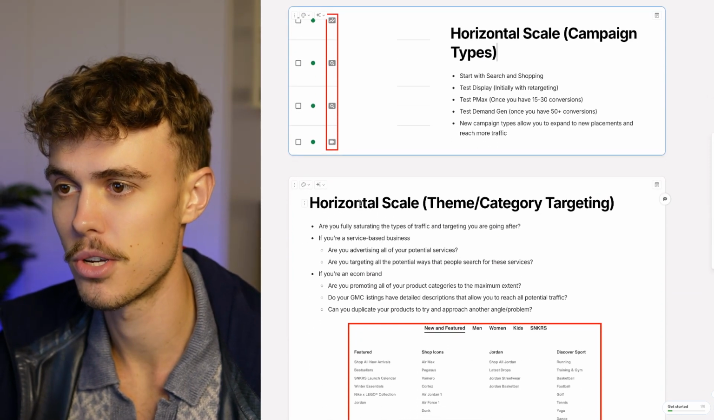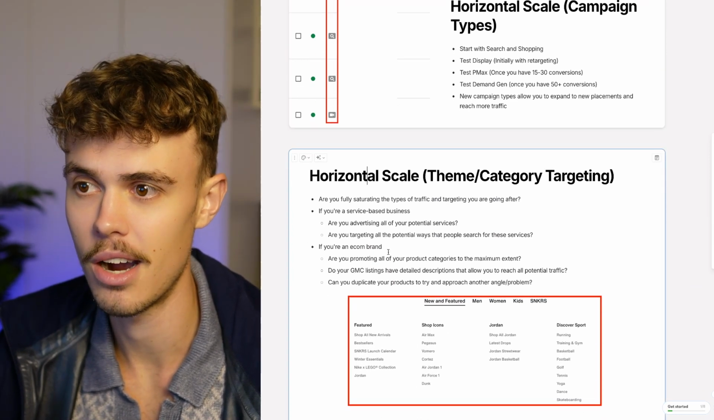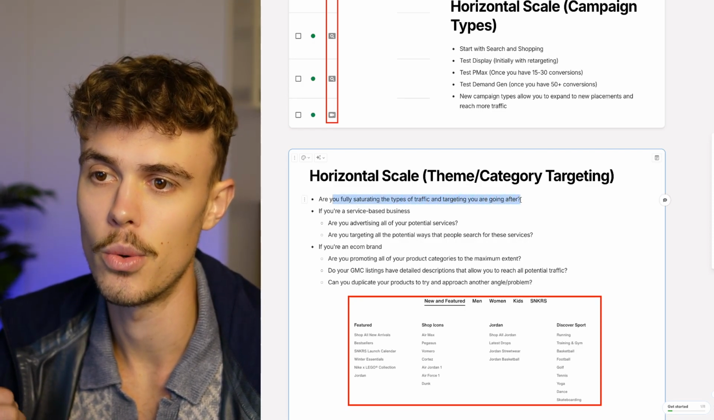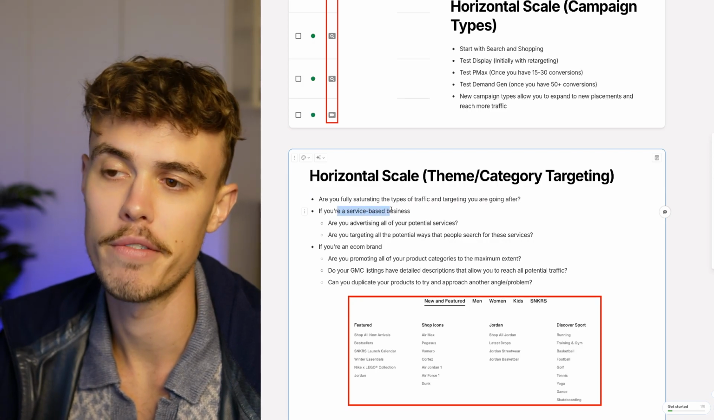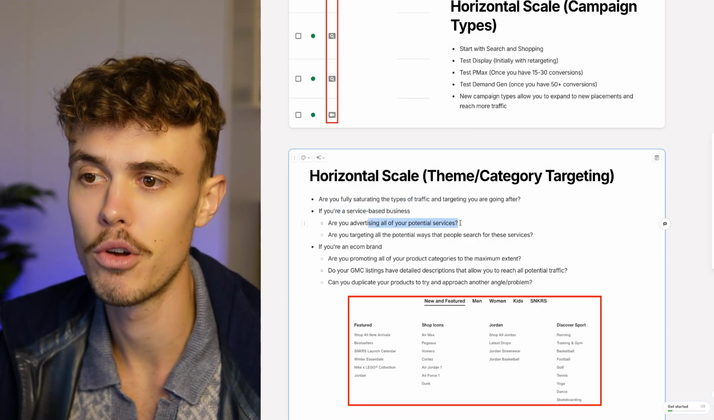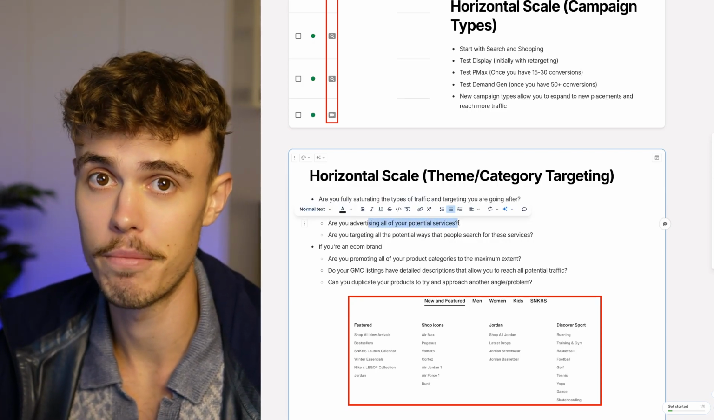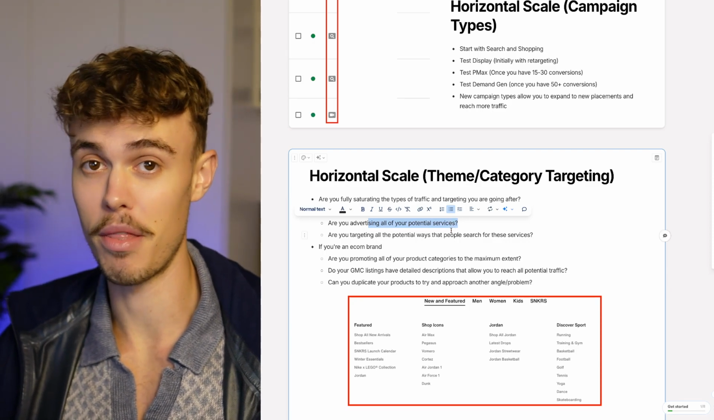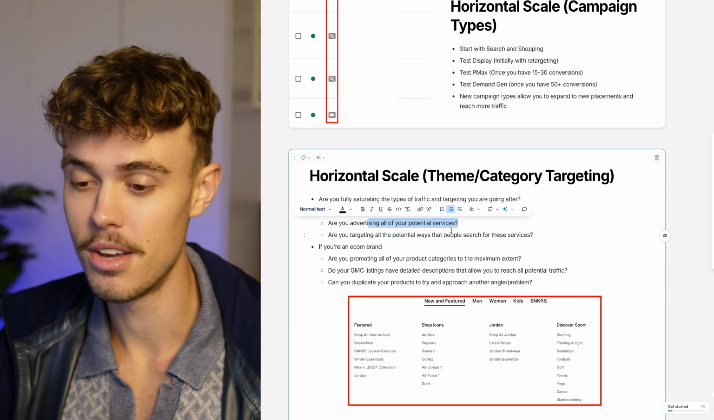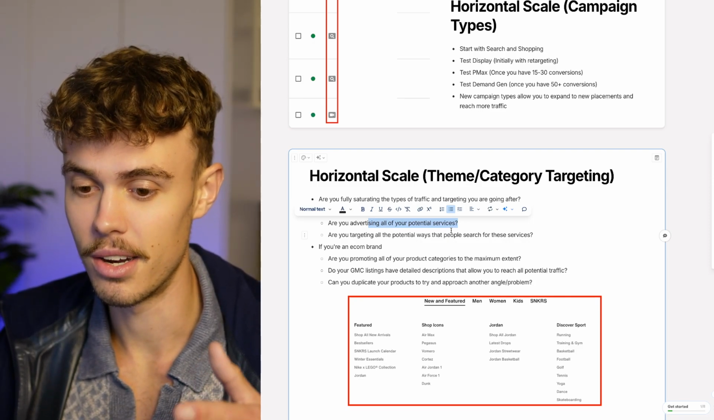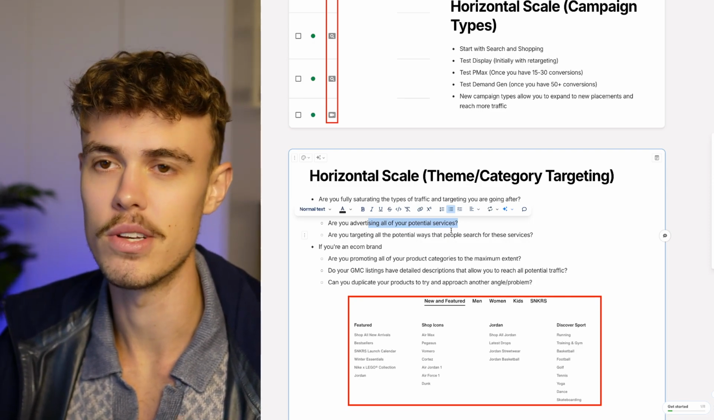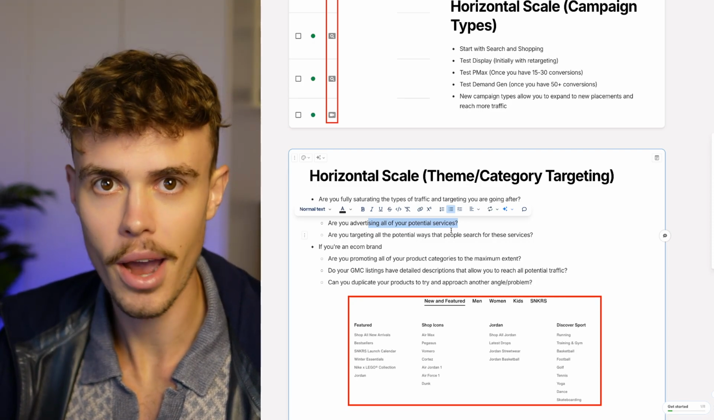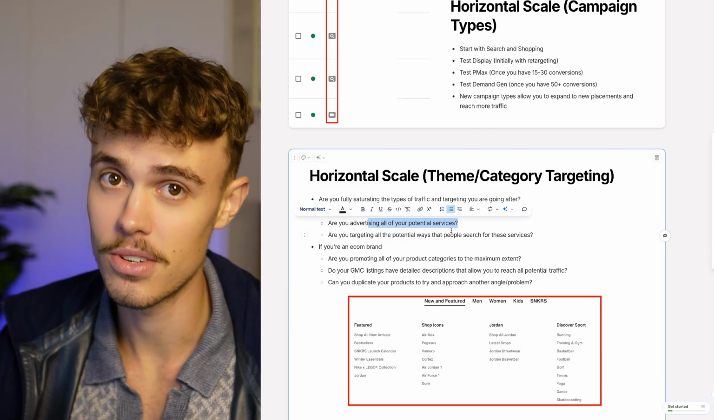Next up is horizontal scale from theme and category targeting. So are you fully saturating the types of traffic and targeting you are going after? For example, if you're a service-based business, are you advertising all of your potential services? I find that a lot of brands will sort of start advertising one thing and then forget that they sell like 5 other things, right? And they'll get completely focused and sort of tunnel vision on that one service rather than branching out and advertising the others as well.